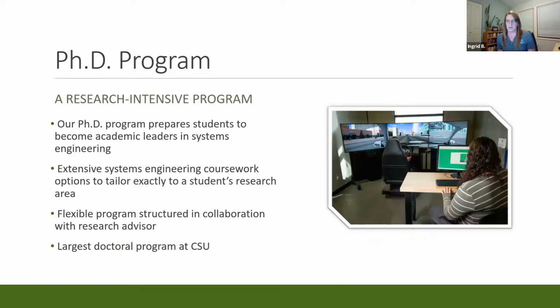And then the PhD program we do have, and this is very research centric. So this is going to prepare you. You're going to learn how to do rigorous and excellent research in the systems engineering field, going through the peer review process, disseminating your research.